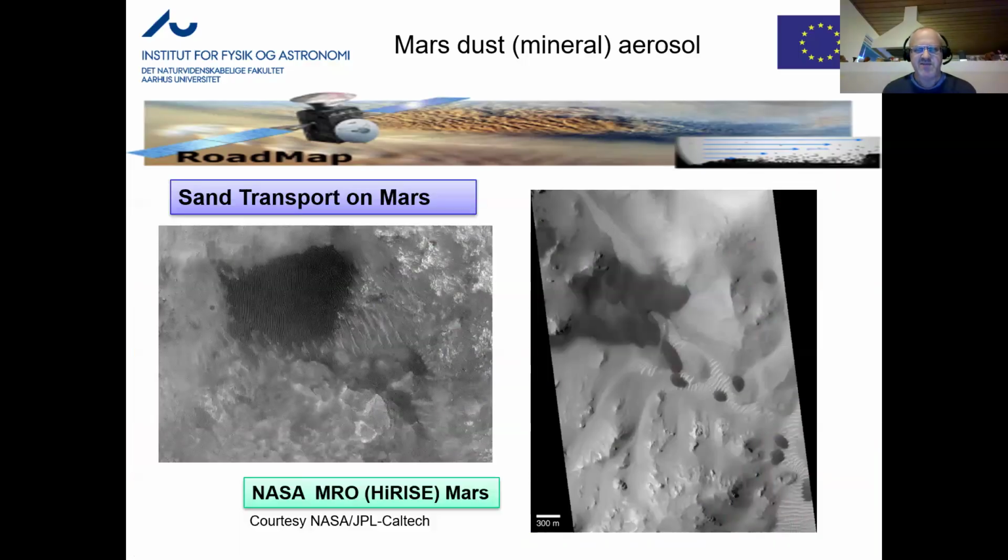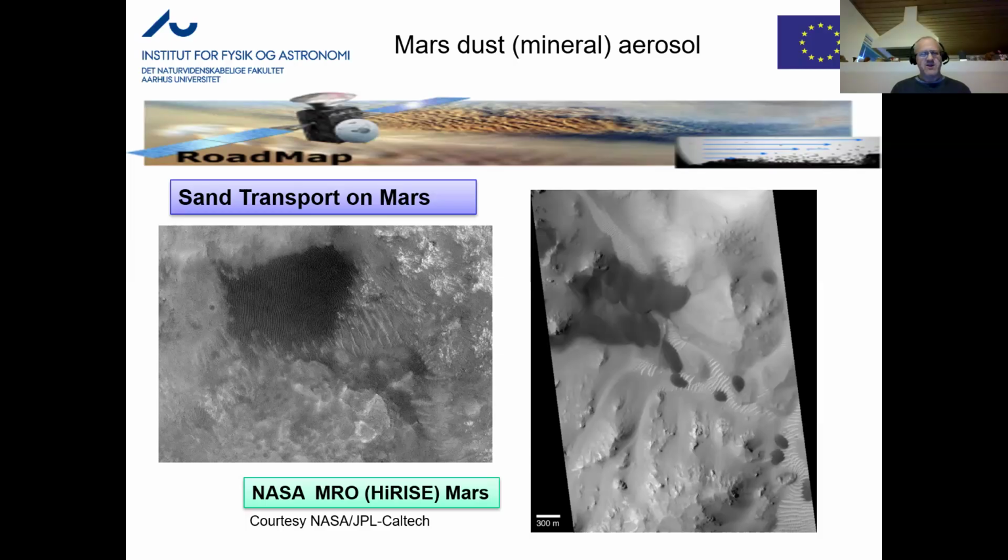And more recently, recently meaning maybe 15 years ago, it was discovered that there's quite a lot of active sand transport as well. The orbital photos you can see there, you can see some dark dunes. They're dark because they're free of dust, which is light colored, and they're free of dust because they've been actively saltating recently.